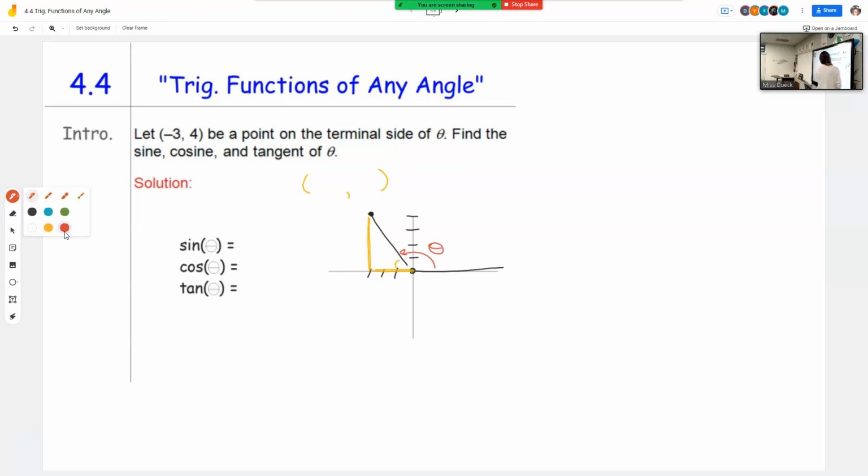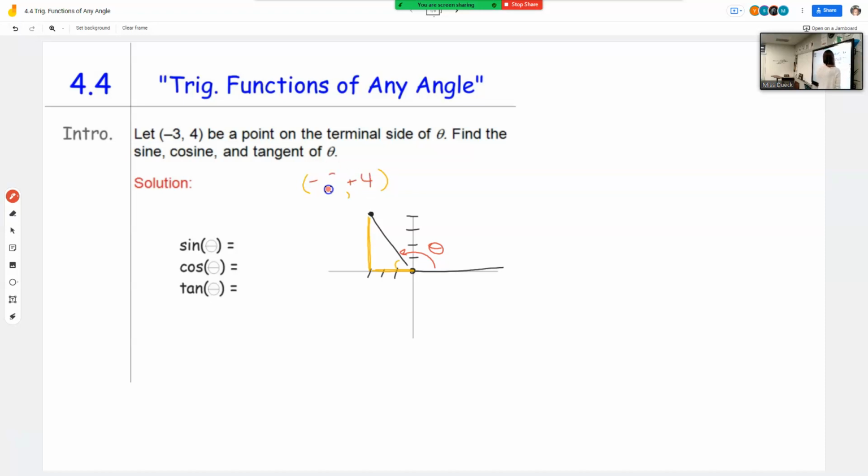Because if you just go on distance, that's going to be a positive and that's going to be a positive, but that's just like the first quadrant and this is not in the first quadrant. So you have to think about, wait, I'm moving what direction from the origin? Left. So my x needs to be negative. And my y needs to be positive.